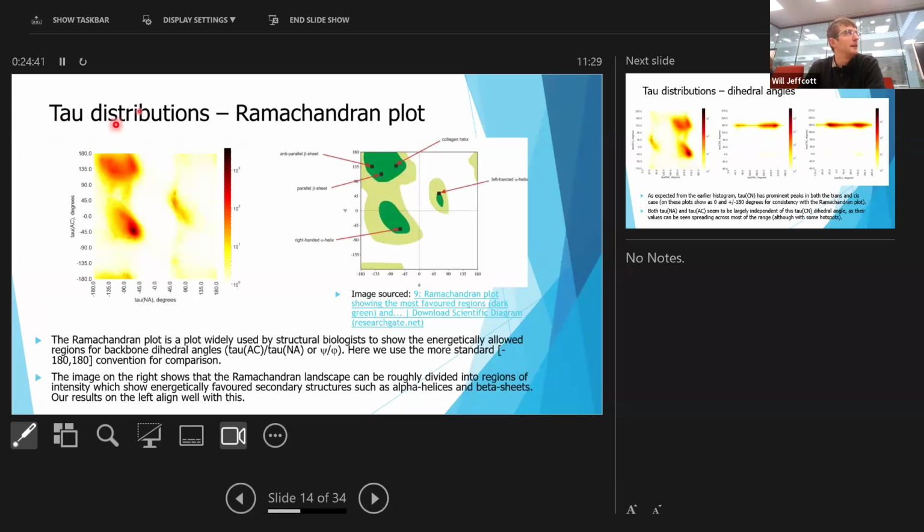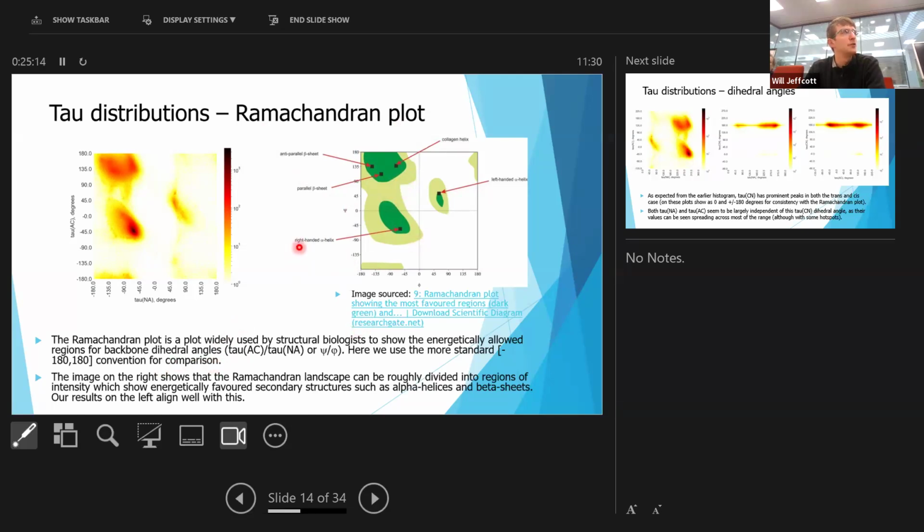But first, before I go into that, we can also see from these dihedral angles the Ramachandran plot, which is conventionally plotted as psi, which in our case is tau AC, against phi, tau NA. On the right here, we've got a plot which I got off the internet that shows the energetically allowed regions for the backbone dihedral angles.